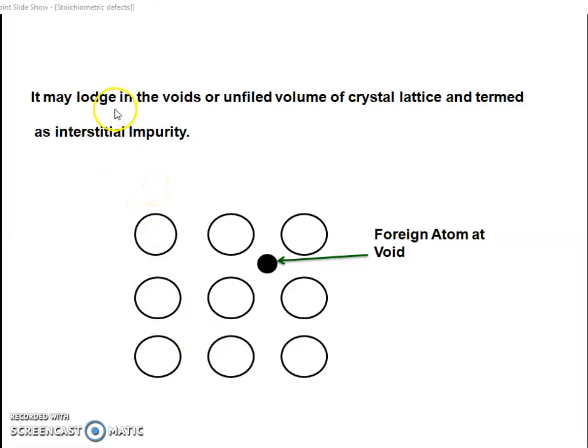Next, it may be lodged in the voids or unfilled volume of the crystal lattice and termed an interstitial impurity. It means that some voids or unfilled volumes are also observed in this crystal lattice. For example, there is a crystal lattice, but some foreign atom is present in a void in this lattice, and therefore such defects are also observed.